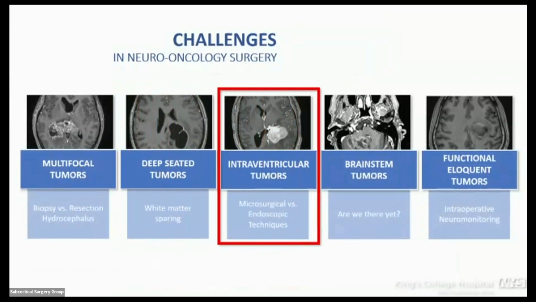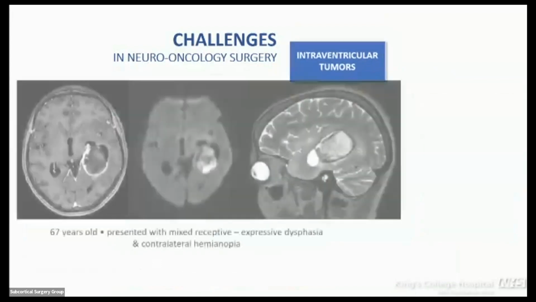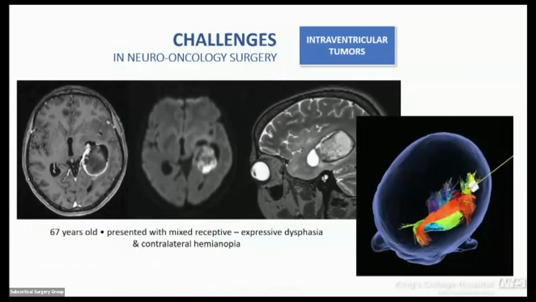Intraventricular tumors, another challenging category for us. Here you can see a tumor that is not only intraventricular, it's also a language and vision eloquent tumor. You can see again pending hydrocephalus, so we have to figure out how we can help this patient.